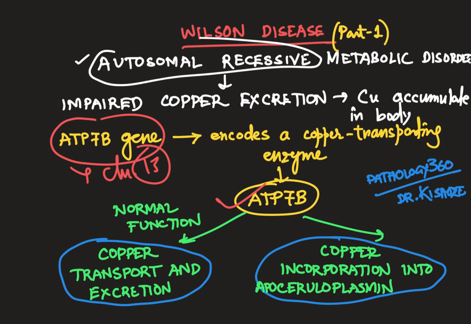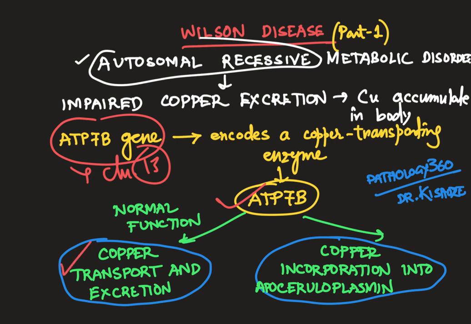Now, normally ATP7B does two things. It helps in copper transport and excretion. That means ATP7B transports the excess copper from the liver cells into bile for excretion, and this way it prevents copper from accumulating to toxic levels in the body.